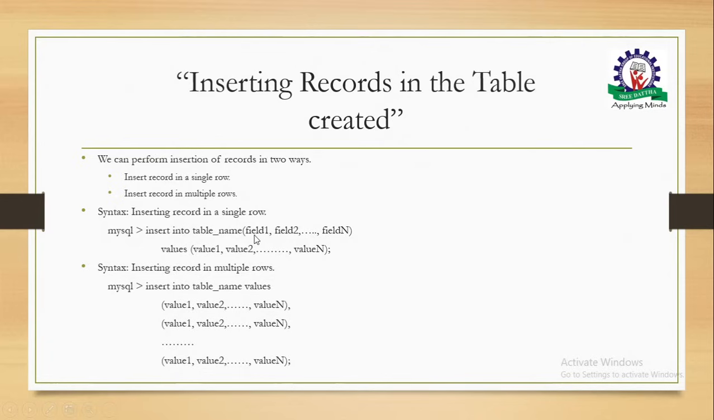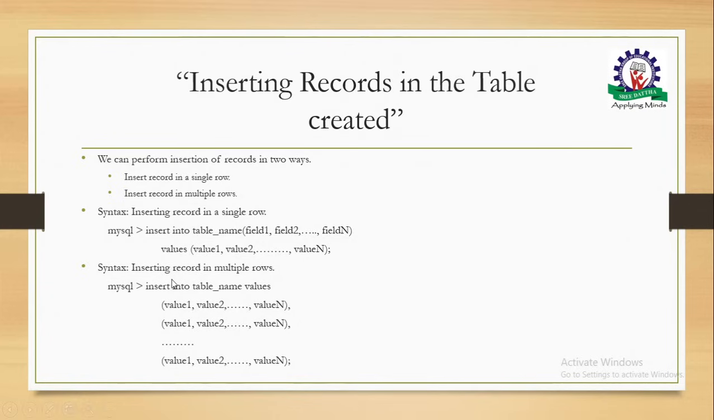So first we have to specify the field names. As I told previously, the columns can also be named as either fields or attributes. So field 1, field 2, up till field n, and then continue with VALUES, and we give the values of the fields. This is how we create a single record, that is a single row.